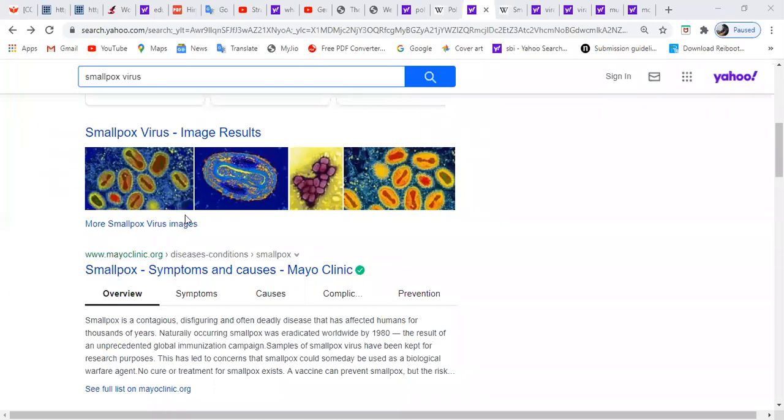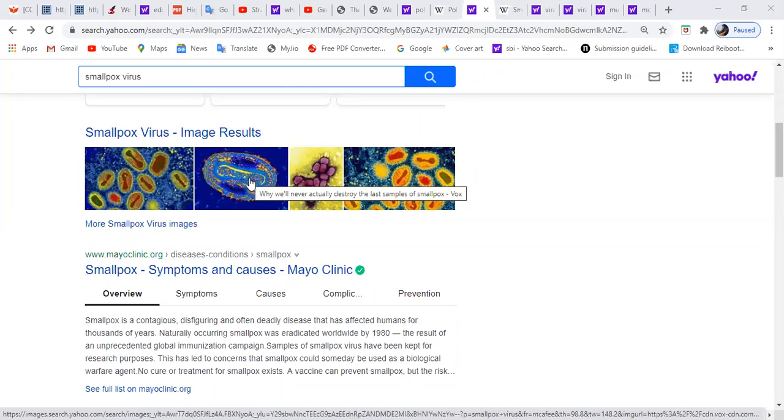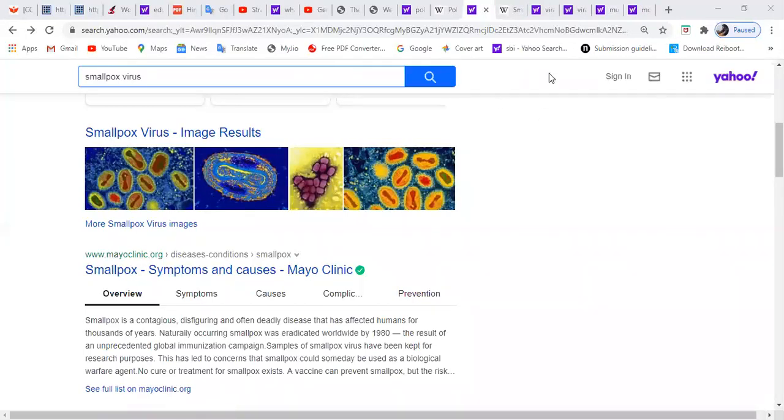The second type of viruses, so one is smallpox. These are the largest known viruses, and they come under the family Poxviridae, which has double-stranded DNA, and they are enveloped, right? Then there is a second family, Parvoviridae.